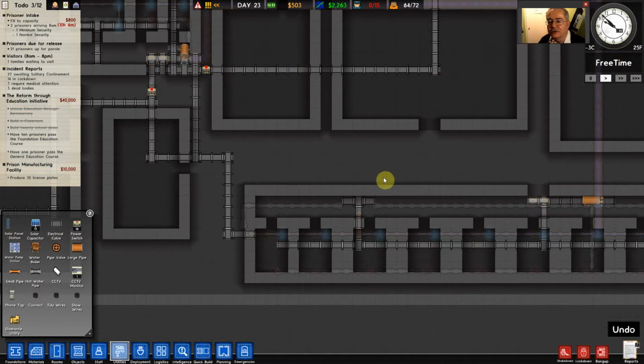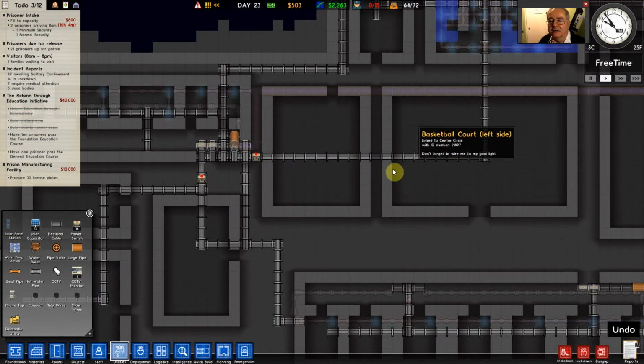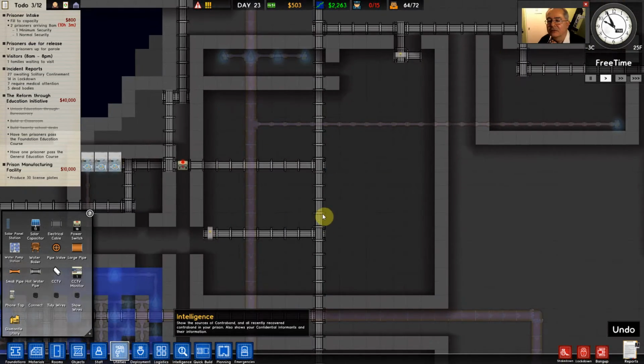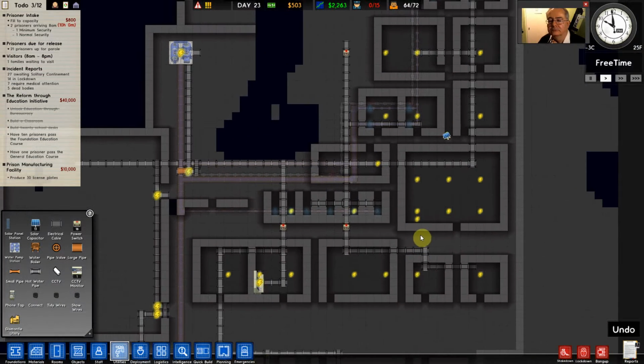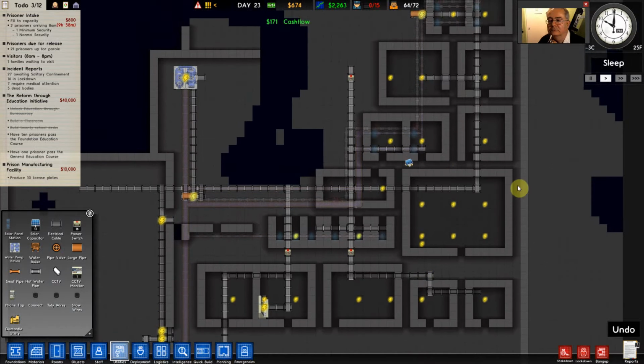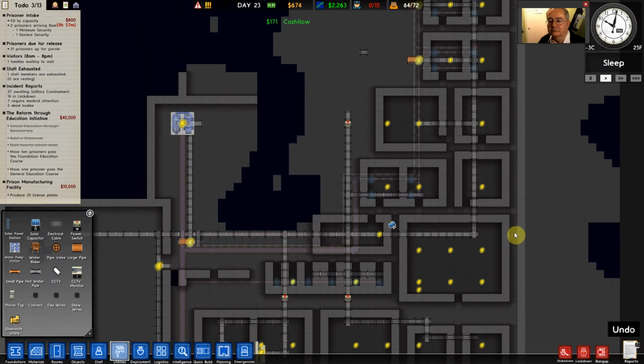Oh, these are not even connected. Brilliant. So what else can I cut off? Let's cut off the family cells. They're expensive for what they are.